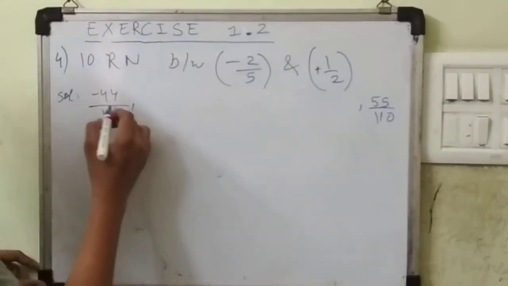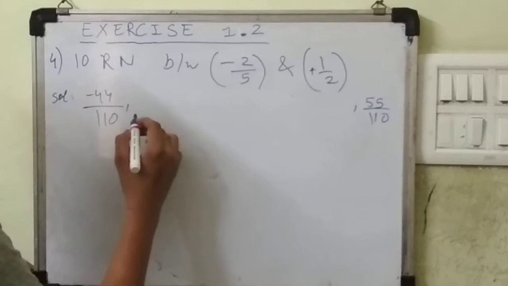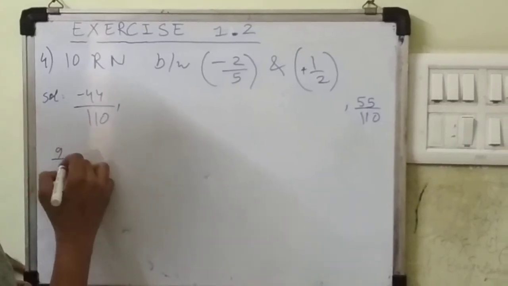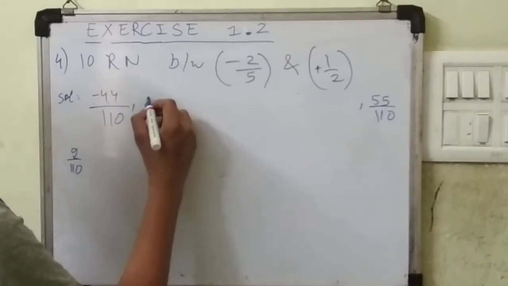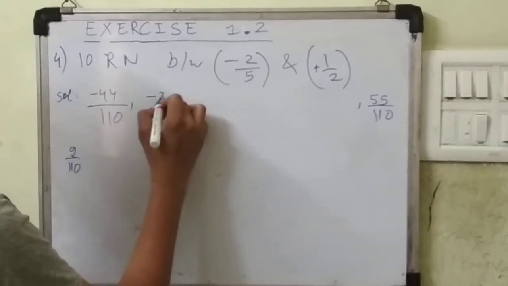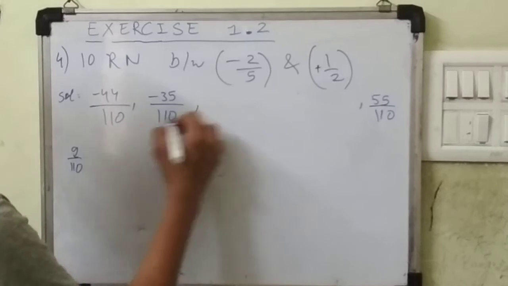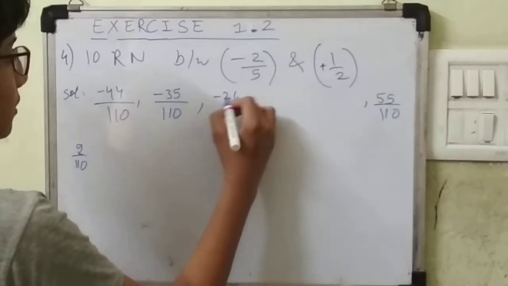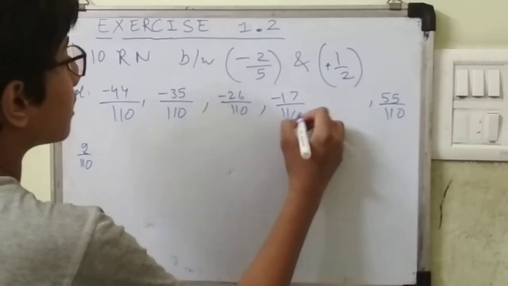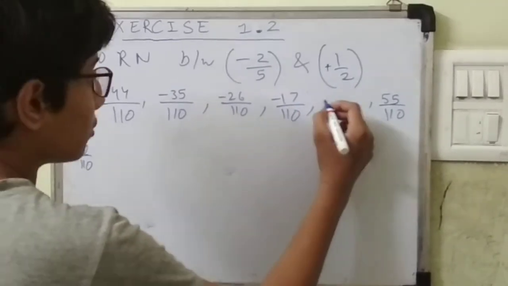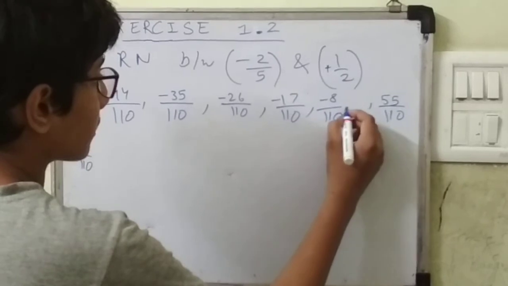So here, what was the D upon n plus 1 value? 9 by 110. So you have to add 9 to this number. Minus 44. What is minus 44 plus 9? Minus 35 by 110. Minus 35 plus 9? Minus 26 by 110. Minus 26 plus 9? Minus 17 by 110. Minus 17 plus 9 is what? Minus 8 by 110. Okay.